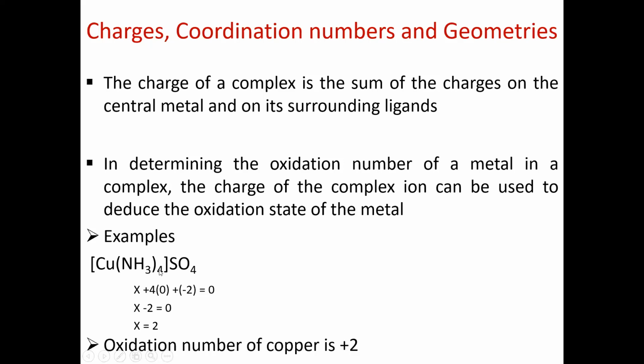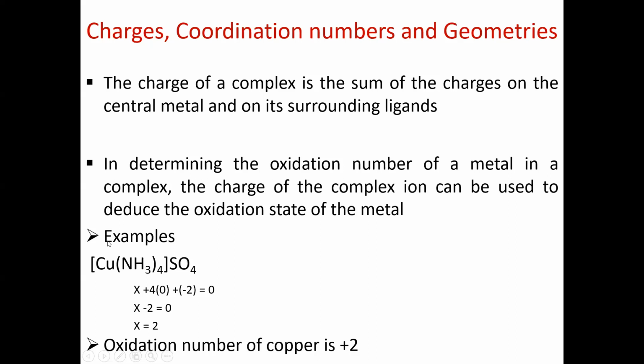I have one example there: tetraammine copper(II) sulfate. Now, you are given this complex. We want to know what is the oxidation state of copper here. So I've done the calculation. Because we are looking for copper, we call copper X, plus ammonia. I told you ammonia is a neutral ligand, which is 0. The charge is 0 multiplied by 4, plus your SO4. The charge on your SO4 is 2 minus. So that is how we got this 2 minus.